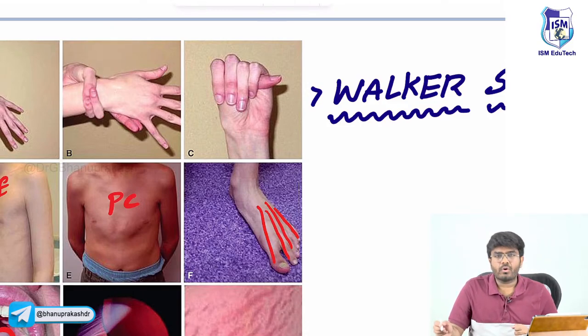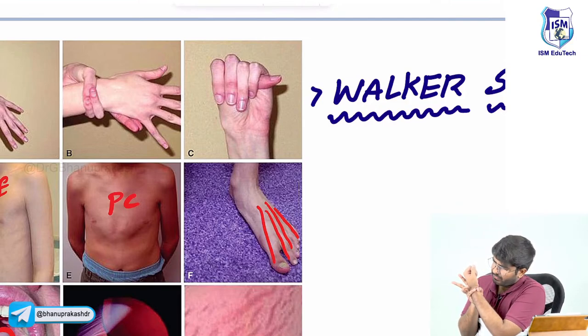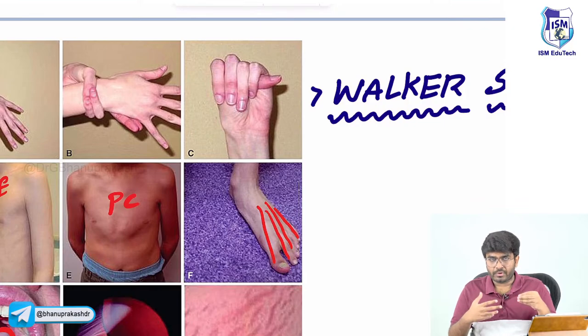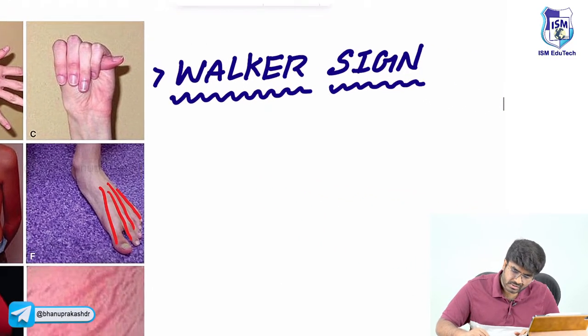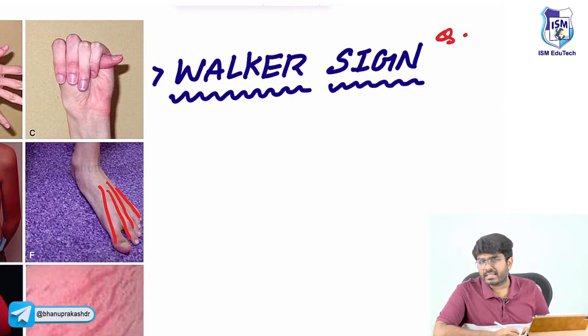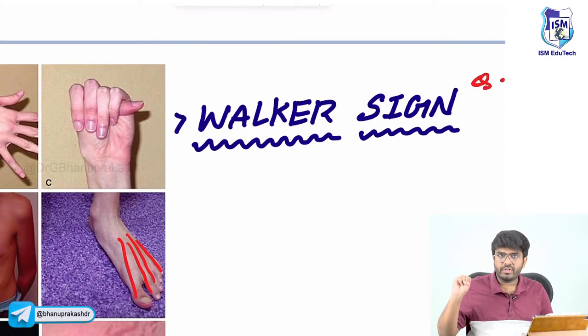The fingers will overlap, especially the thumb and the little finger. Now see, thumb and little finger will hardly meet. But in these patients, because the fingers are long, they will overlap. The thumb and even the little finger will overlap. So this sign is called the Walker sign. So now tell me, Walker sign is seen in which condition? Walker sign is seen in Marfan syndrome, sir.